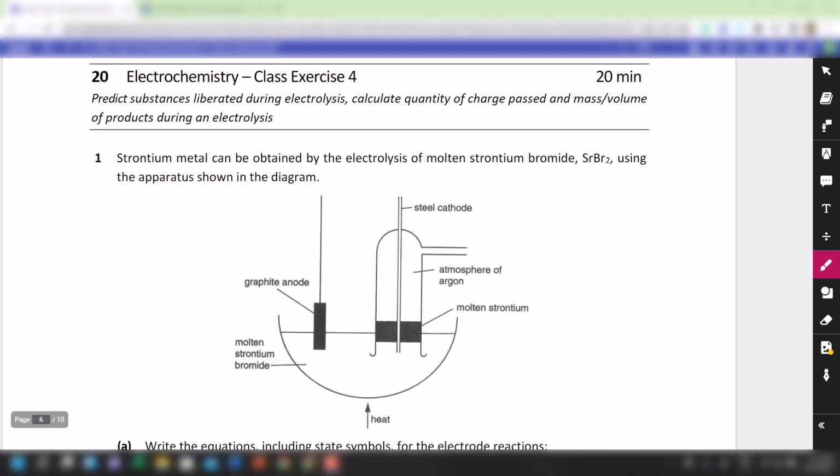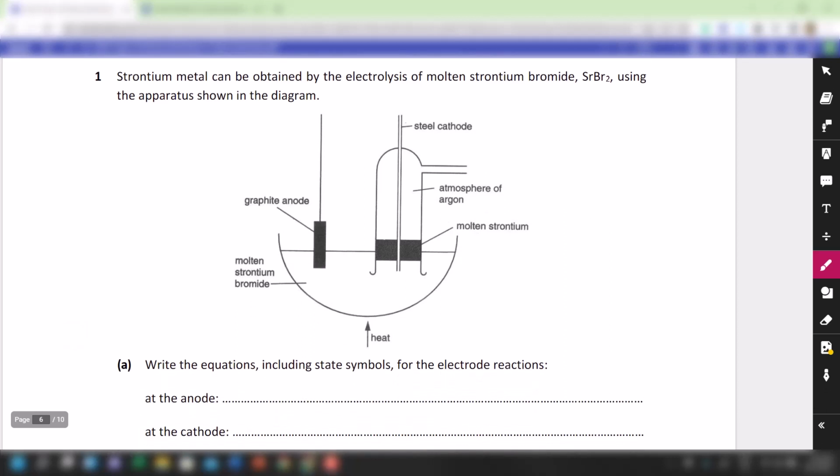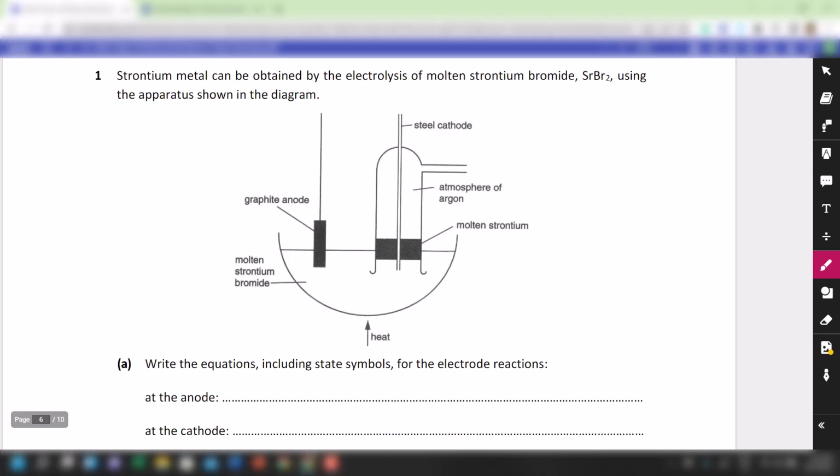Hi students, we are going to review in-class exercises 4 and 5 of electrochemistry in this video. For question 1 of in-class exercise 4, we have strontium metal being abstracted from molten strontium bromide via electrolysis. Do take note of the keyword molten here, because molten means that strontium bromide is in the liquid phase. It is not in the aqueous phase.